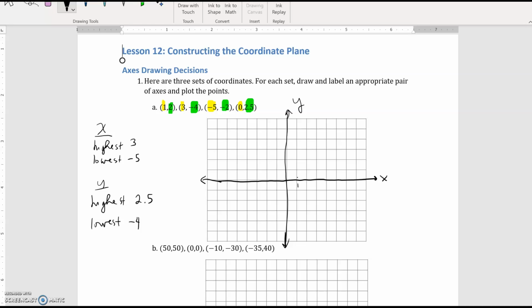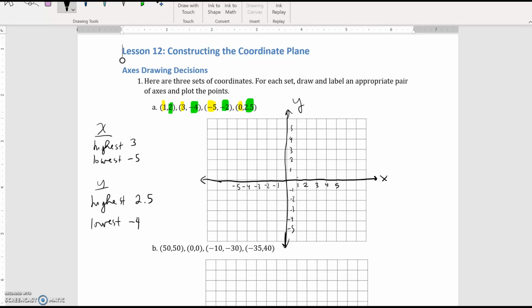So this is going to be 1, 2, 3, 4, 5. Then same thing, -1, -2, -3, -4, -5. 1, 2, 3, 4, 5. -1, -2, -3, -4, -5. And that's going to be reasonable. So now I'm just going to plot my points.